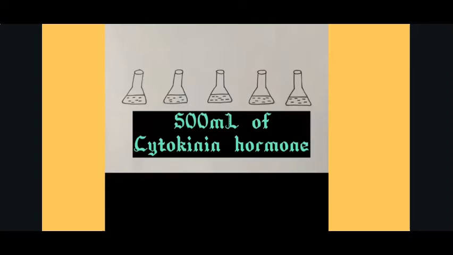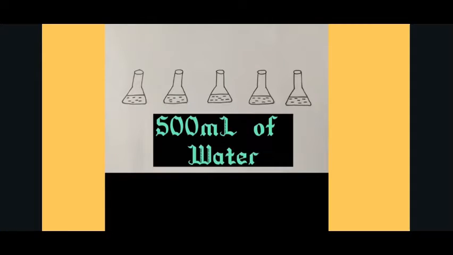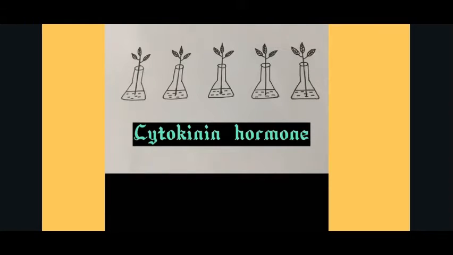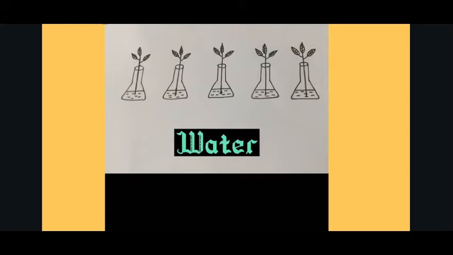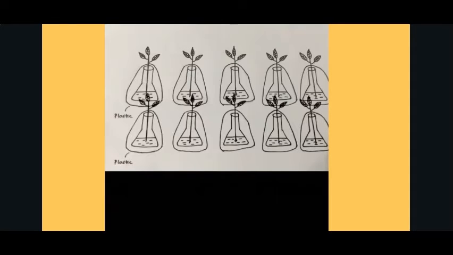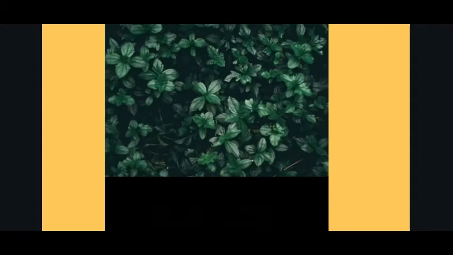5 flasks are for the cytokinin hormone and another 5 flasks are for water. The stems were placed into all 10 flasks with the stems immersed in the solution. Then, several leaves surrounding the stems were removed and the flasks were covered with plastic so that the water and the hormone would not evaporate into the air. After that, the flasks were placed near the window, leaving the surface of the leaves exposed to the sunlight. Lastly, they were left for several weeks before being observed and recorded.